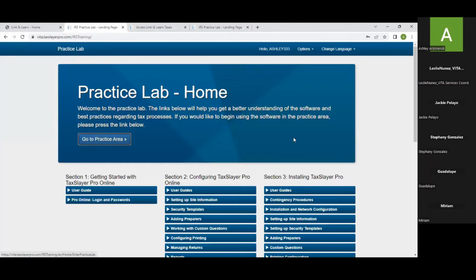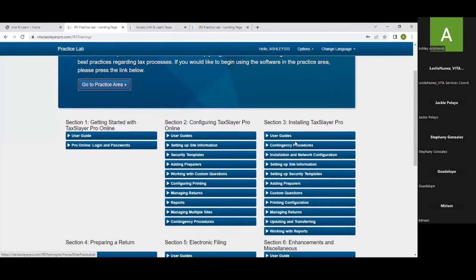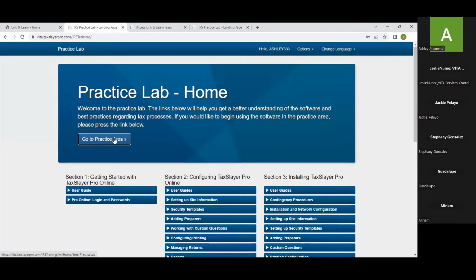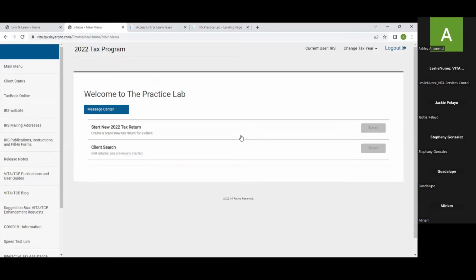Is everybody else on this screen, on the practice lab home? Okay, once we're on this screen, we're going to go to the practice area at the very top. Do you all get the same screen that I have?